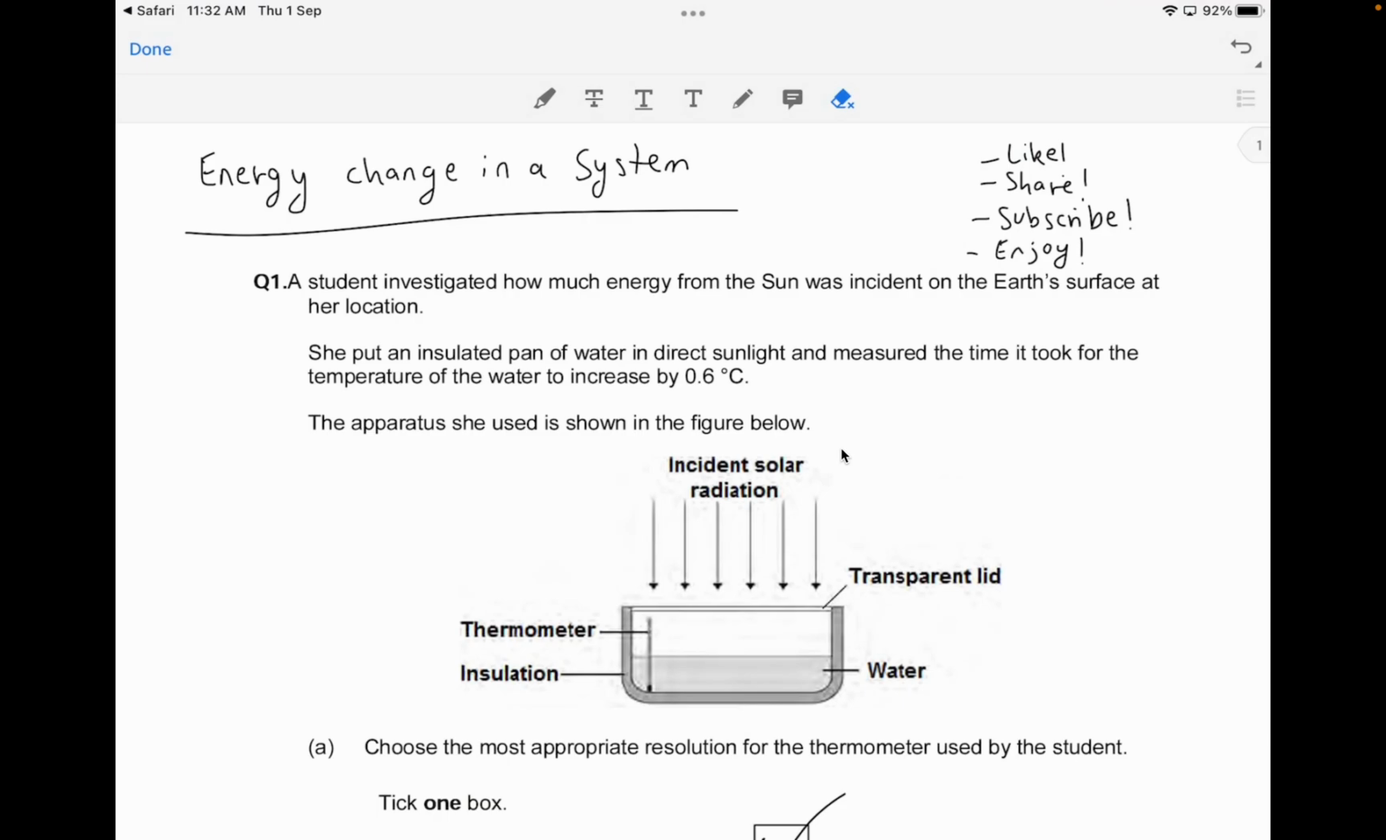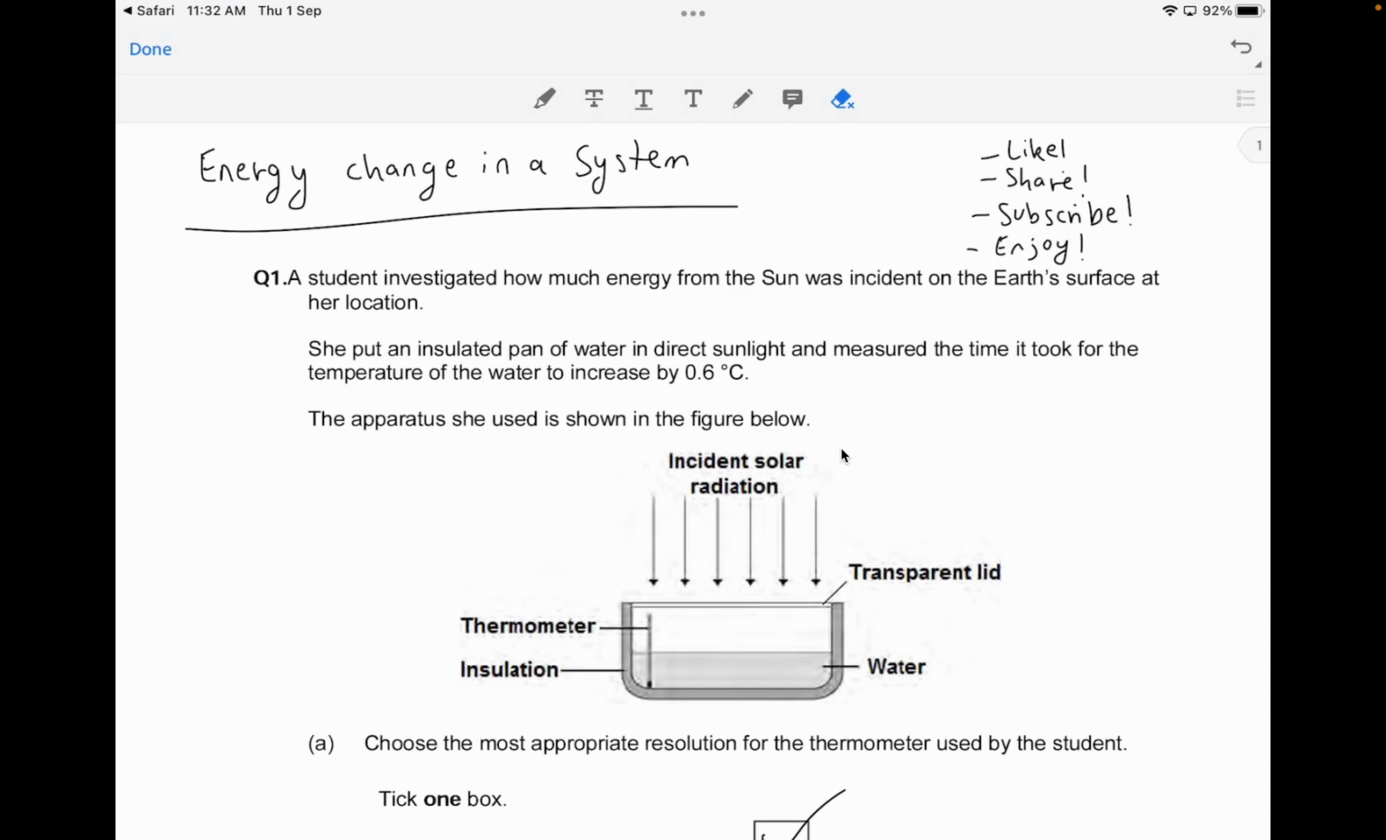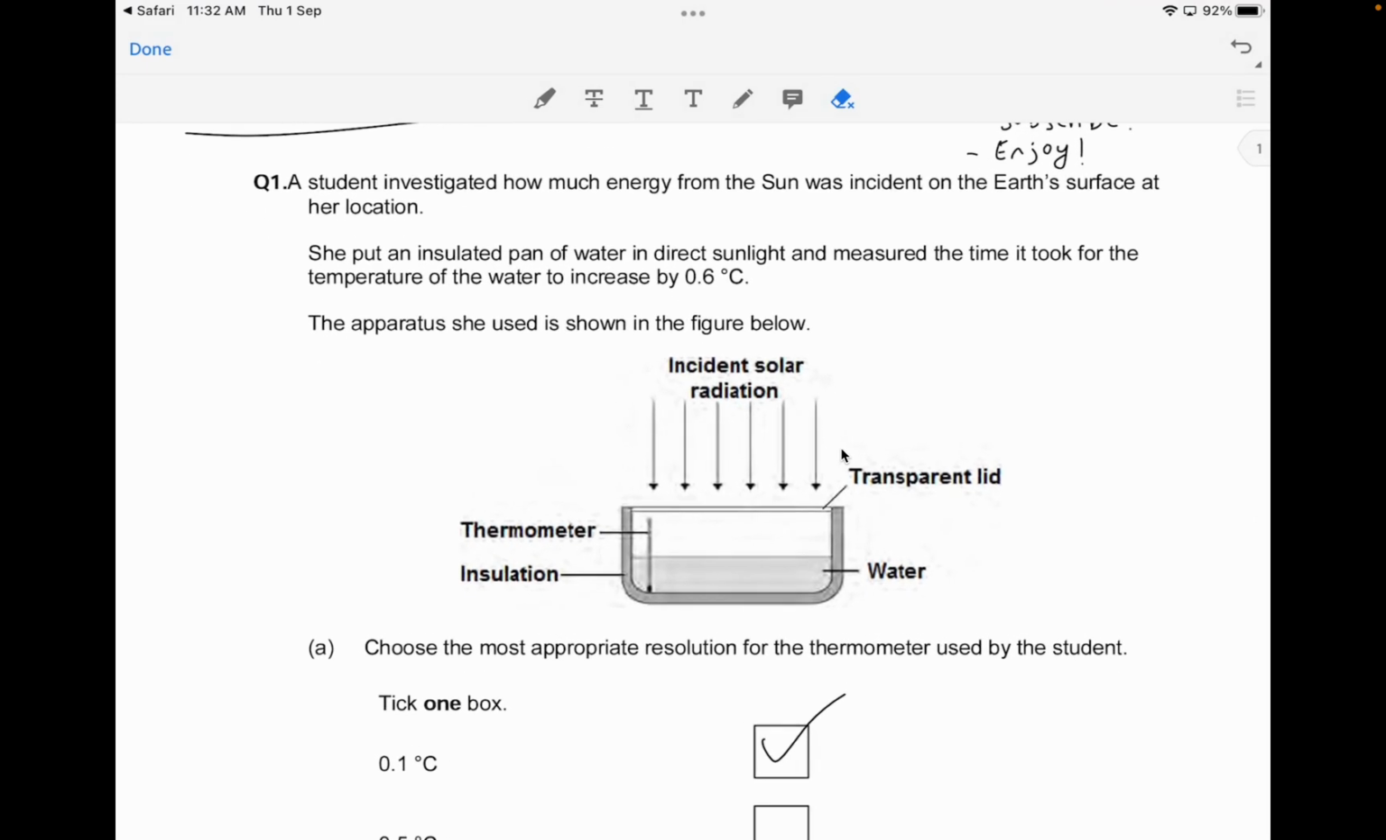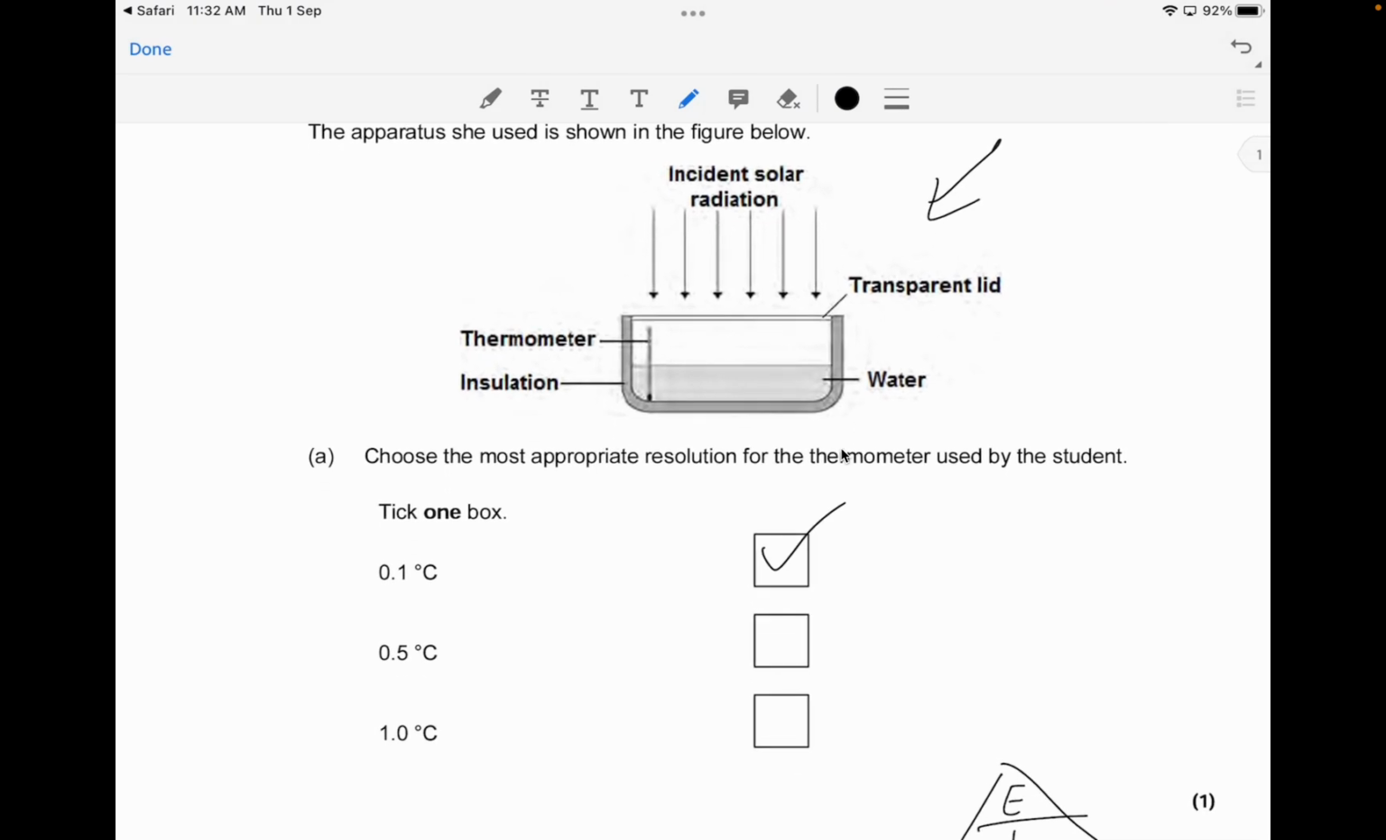Alright, so question 1 states that a student investigated how much energy from the sun was incident on the Earth's surface at a location. They're asking us to choose the most appropriate resolution for the thermometer that was used by the student. You can see there's a nice little diagram over there. Usually thermometers have a resolution of about 0.1 degrees Celsius. So that's going to be your answer for 1 mark. So we're going to leave it as it is.